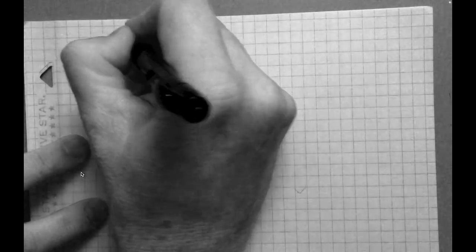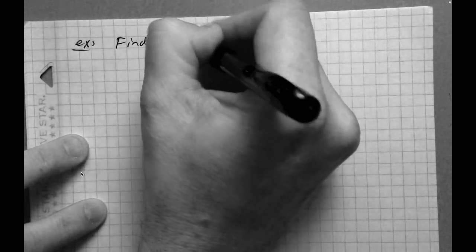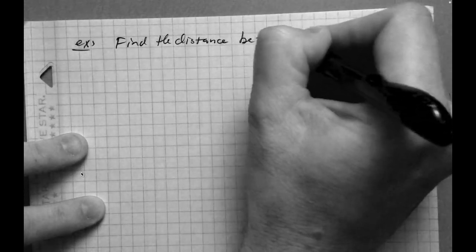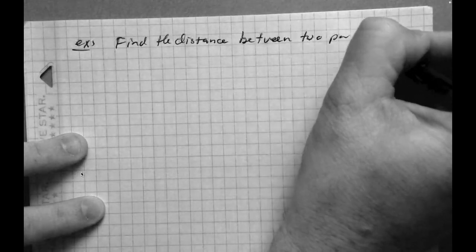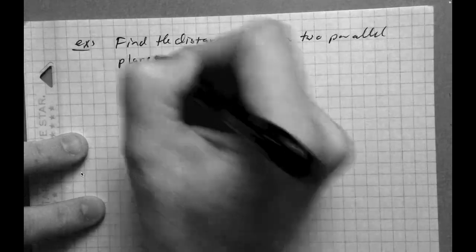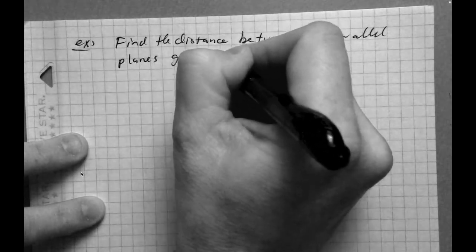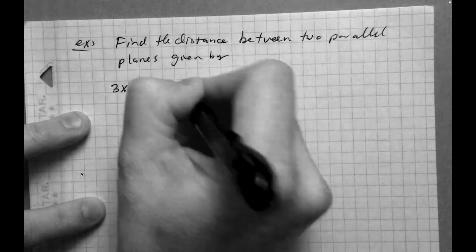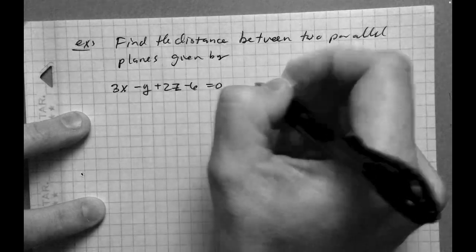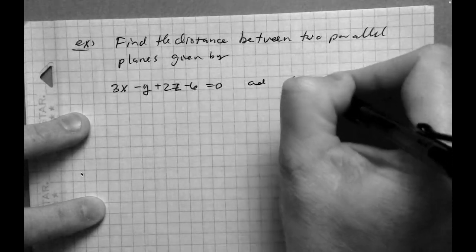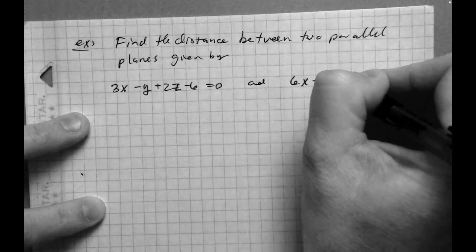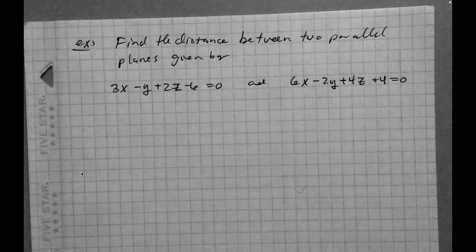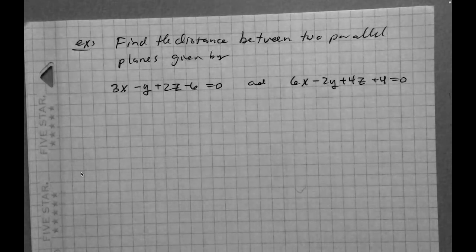Find the distance between two parallel planes given by 3x minus y plus 2z minus 6 equals 0, and 6x minus 2y plus 4z plus 4 equals 0. Okay, so I want to find the distance between these two planes.